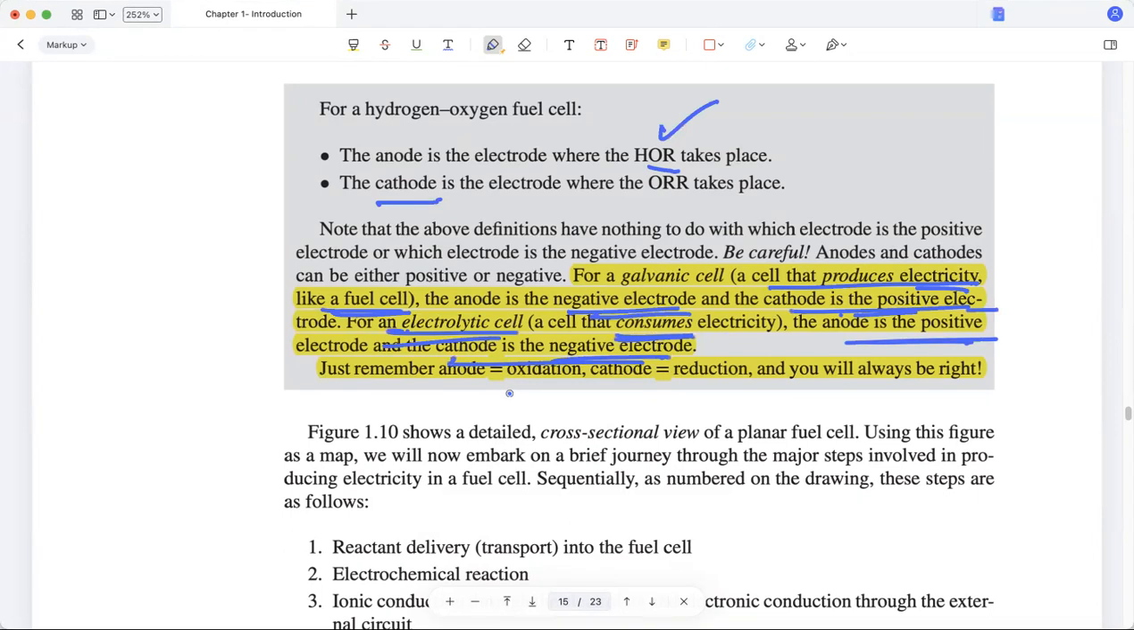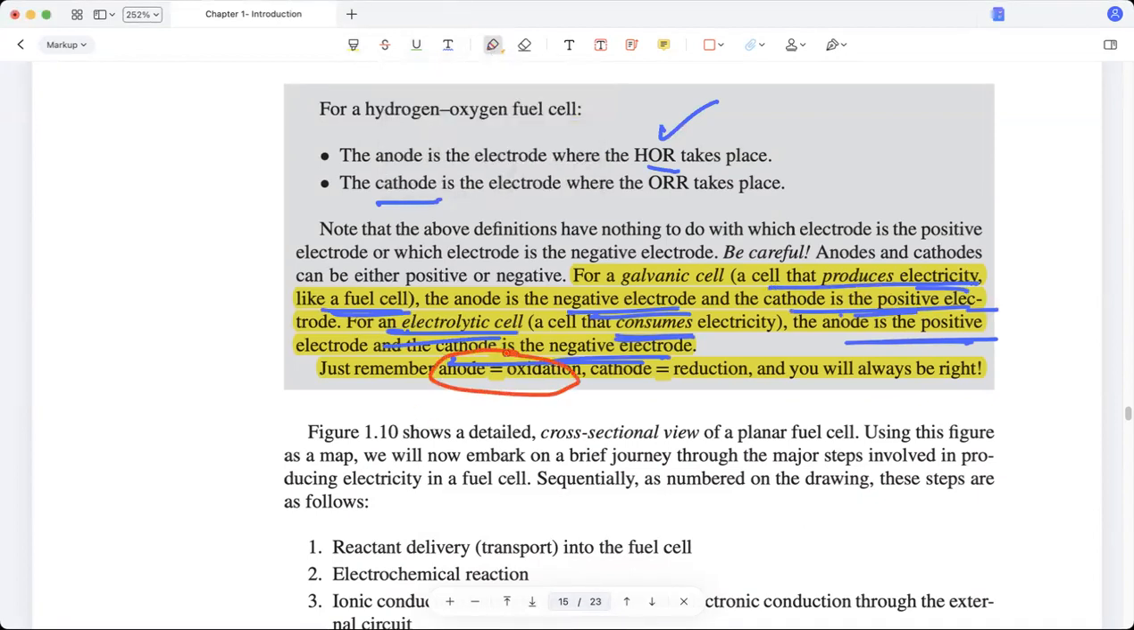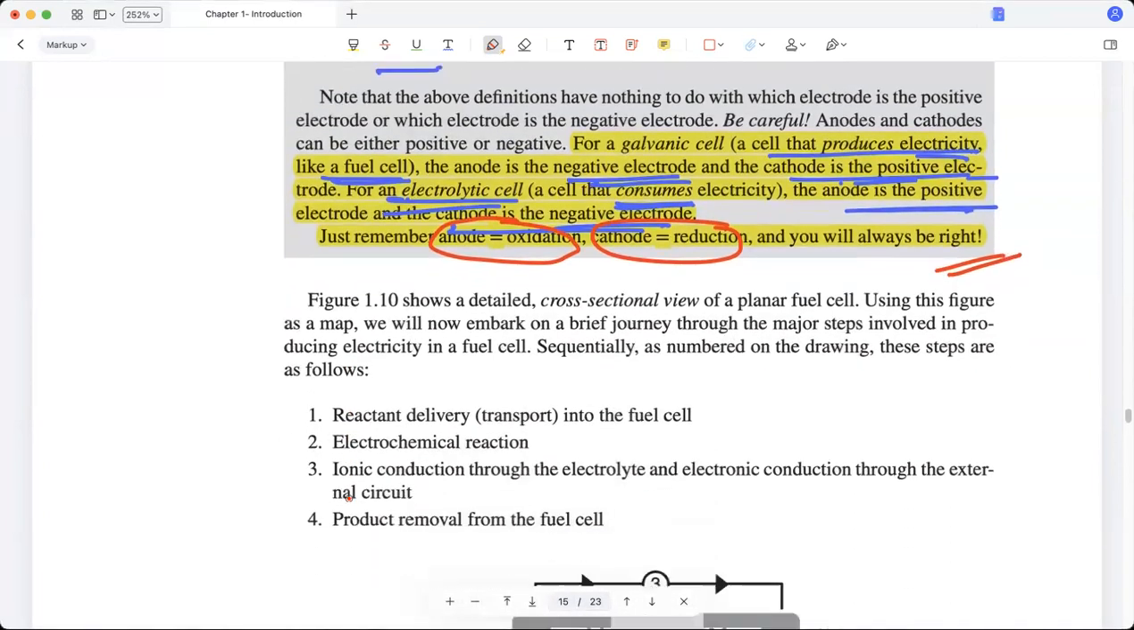Just remember: anode oxidation, cathode reduction. With this you will always be right. This is very, very important. Anode oxidation, cathode reduction. But positive and negative is different. For a galvanic cell, which produces electricity, the anode is negative and the cathode is positive. But for an electrolytic cell, which consumes electricity, the anode is positive and the cathode is negative. So positive and negative varies, but anode for oxidation and cathode for reduction is always true.